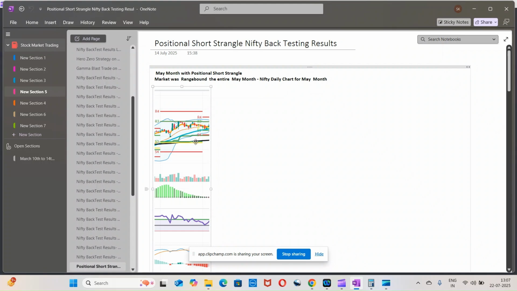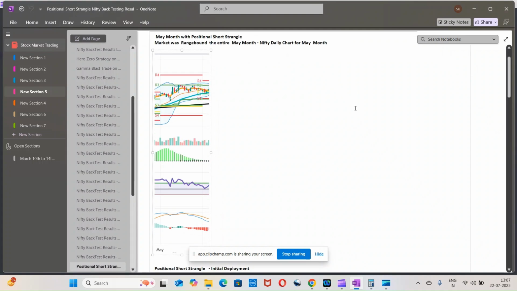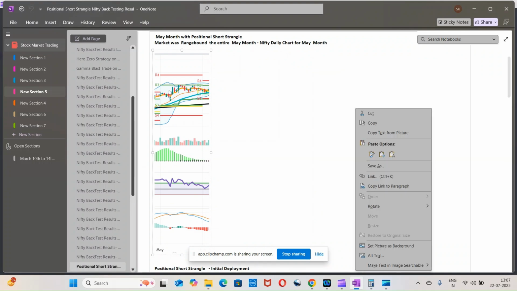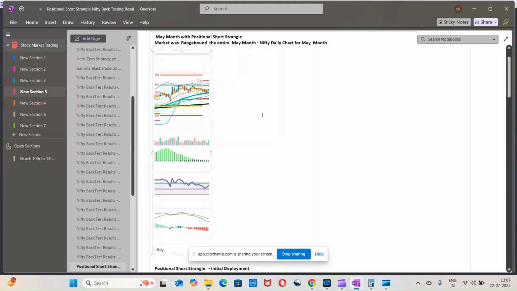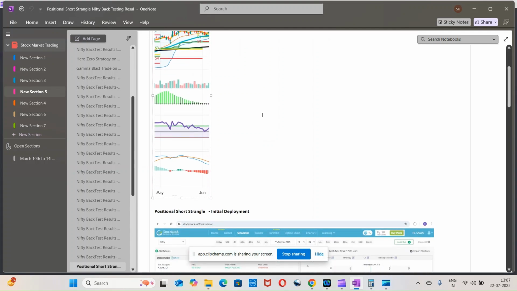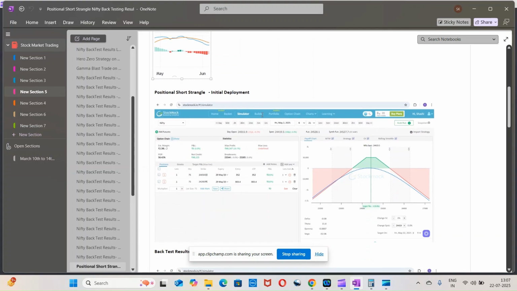So let us say the month of May. If you see, the market was range bound in the month of May, and this is a Nifty daily chart for the month of May. Okay, so it went down and then it was pretty much range bound, in the month of May. So let us see how this strategy performs in such a case.